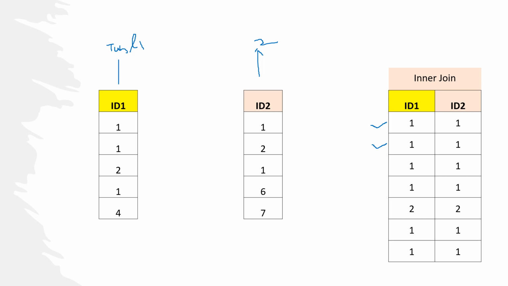And now we will see for the second record. We will perform 1 to 1. We will get this record. And 1 to 1 we will also get this record. And again 1 to 6 is not common, so we do not consider this record, and 1 to 7 is also not equal, so we will not consider this record as well.